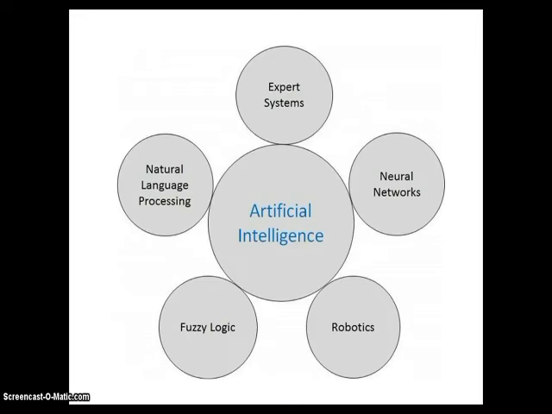Okay, so on the same slide, what are the problems or what are the research areas? Mainly research areas, not all of them. There are n number of research areas in artificial intelligence. Some of them I have listed here: expert systems, neural networks, robotics, fuzzy logic, natural language processing, etc. All these things I have explained to you before.